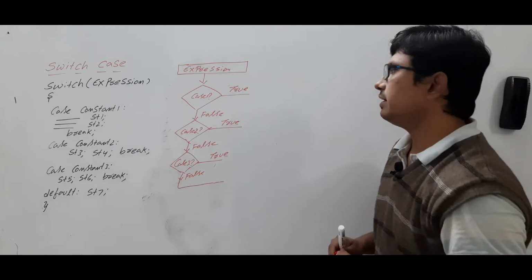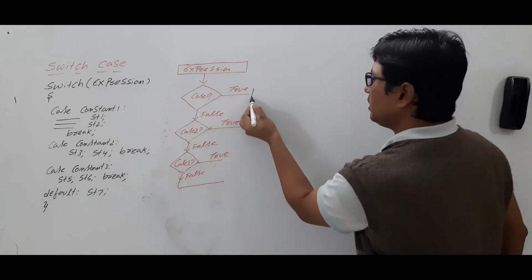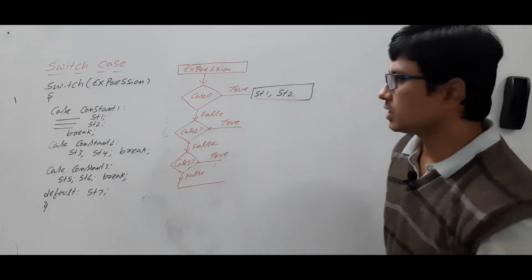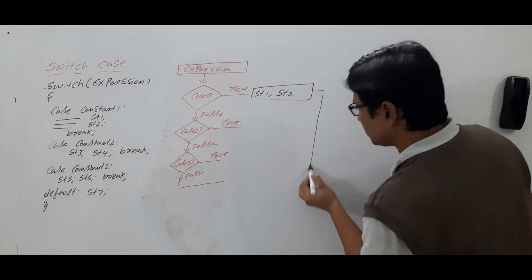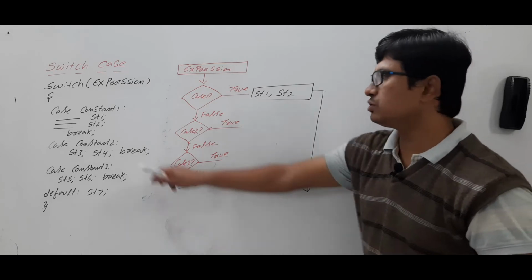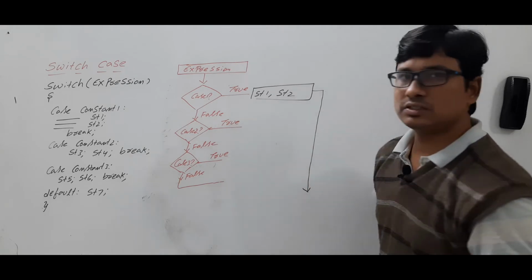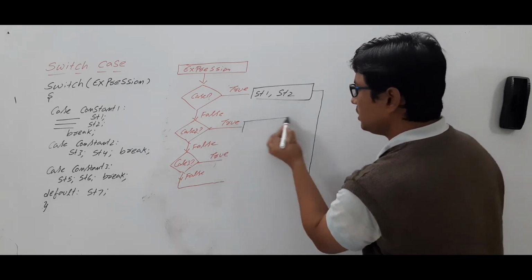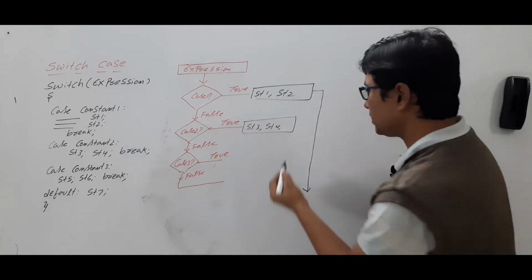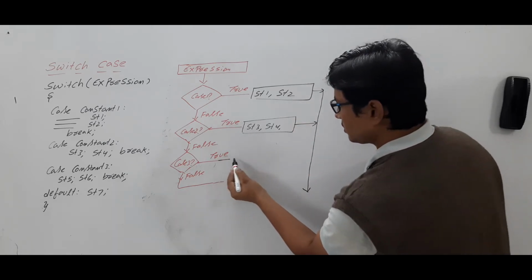So now let me write each case. If it is true, what happens? Then I need to execute statement 1 and statement 2. Then I need to come out from the switch expression because I will have a break statement that will be useful for me to come out from the switch expression. If case 1 is false and case 2 is true, then I need to execute statement 3 and statement 4, and also the break statement, which will be helpful for me to come out from the switch expression.